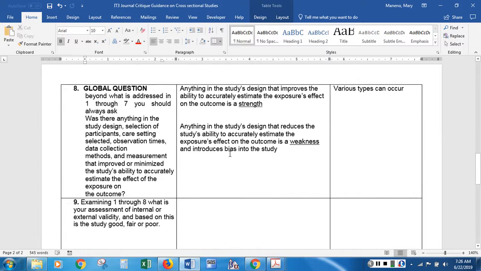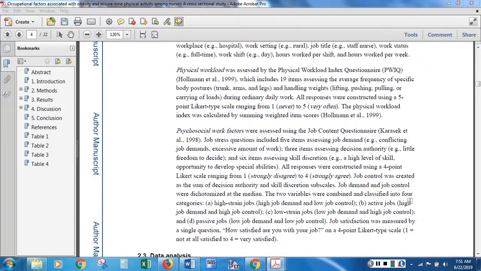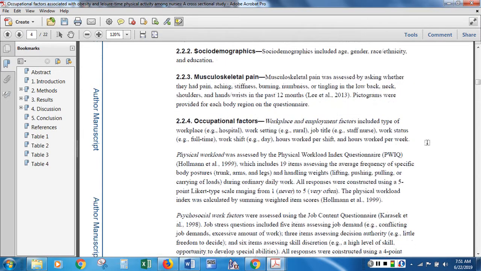Lastly, we have the global question that asks, is there anything else in the study that you would point to that either minimized or improved the study's ability to accurately estimate the effect of the exposure on the outcome? So as to the responses for the global question, we can take a look at how the variables were measured, and we can point to one, how occupational factors were measured. For example, if you look at how physical workload was measured, do you think this was a positive thing or a negative thing? Well, they were assessing the physical workload based on an established scale called the Physical Workload Index Questionnaire, and based on what we discussed, this would be a positive thing.